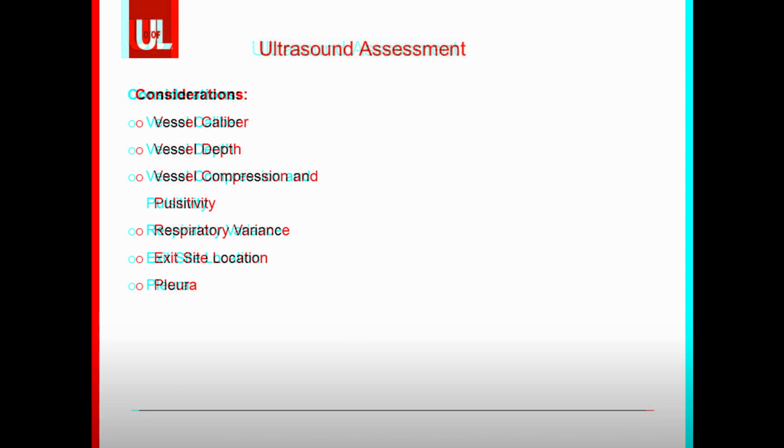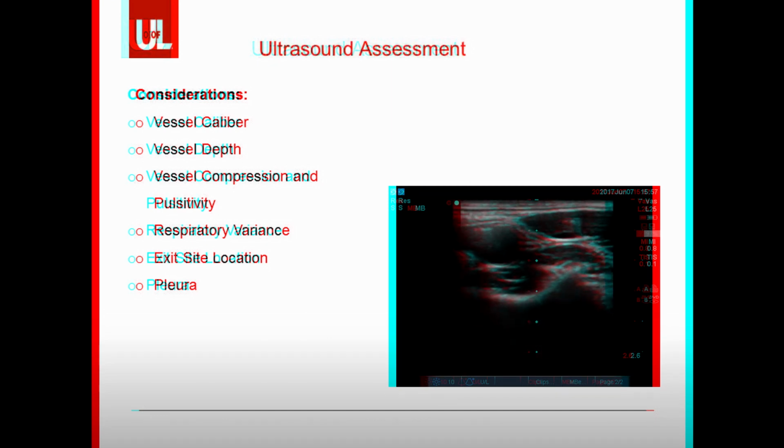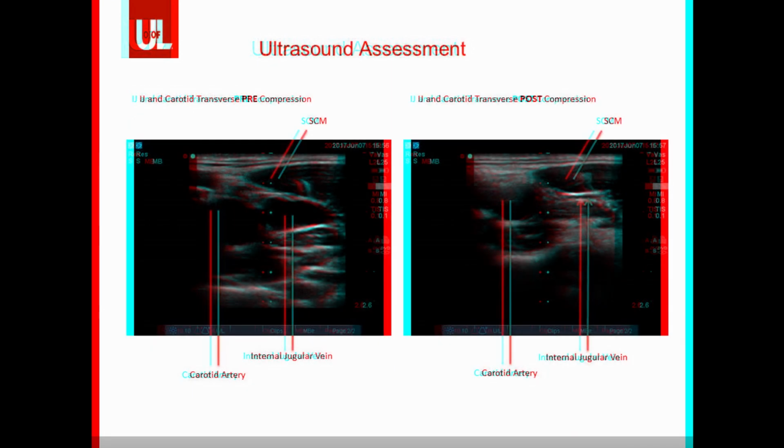Ultrasound considerations include examining the vessel caliber, which should be selected so that the catheter being placed is no more than 1/3 the size of the selected vessel. An easy way to remember this is the catheter's French size should be the same or less than the vessel's diameter in millimeters. You should also consider the depth of the vessel at the point you're selecting, especially relative to other nearby structures. We want to assess for vessel compression and pulsatility, not only to help differentiate artery from vein, but also to exclude thrombus or other pathology.